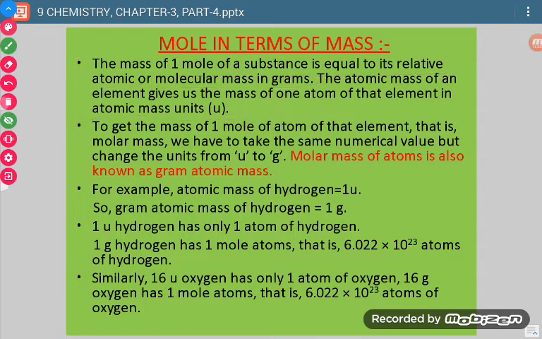Okay, now see, understand this. When we say what is the atomic mass of hydrogen, what is our answer? Our answer is 1 amu, or we say it is 1 u. It means that one atom of hydrogen has a mass of 1 atomic mass unit, or it is equal to 1 unified mass.